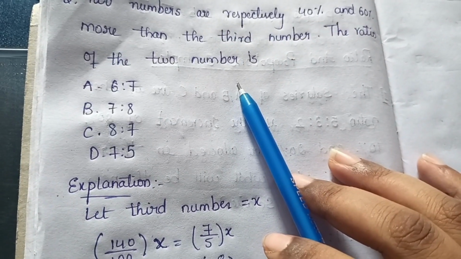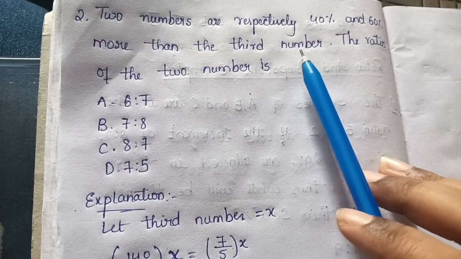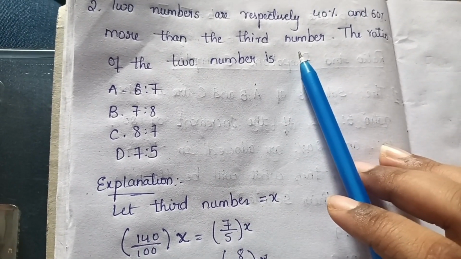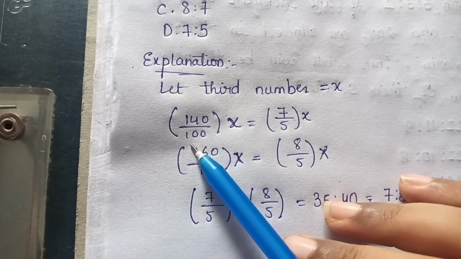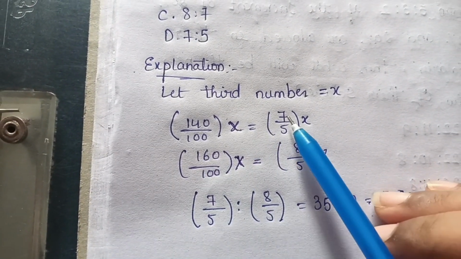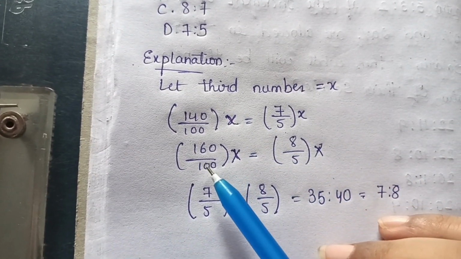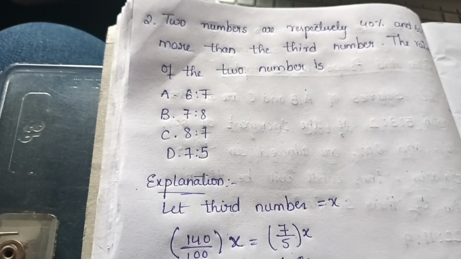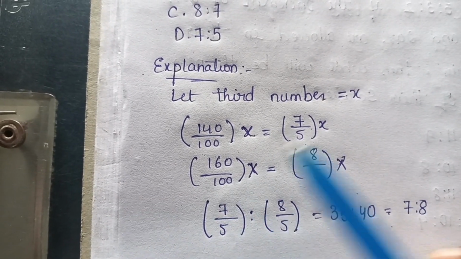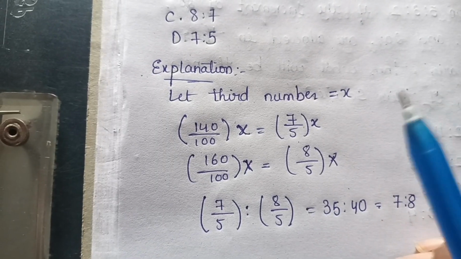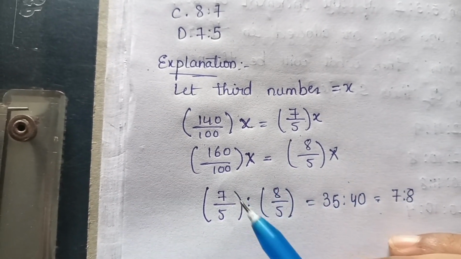So the first number is 40% more than x. That means x plus 40% of x, so 140 by 100 into x, which is 7x by 5. Similarly, the second number is 60% more than x. So x plus 60% of x, that is 60 by 100 of x, which gives 8x by 5. Now write the ratio.